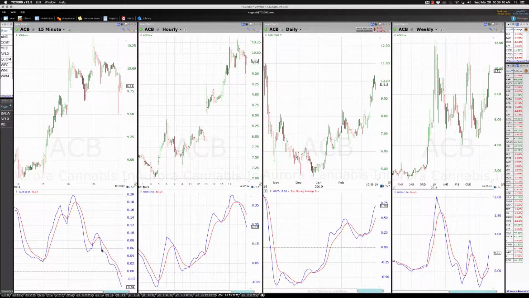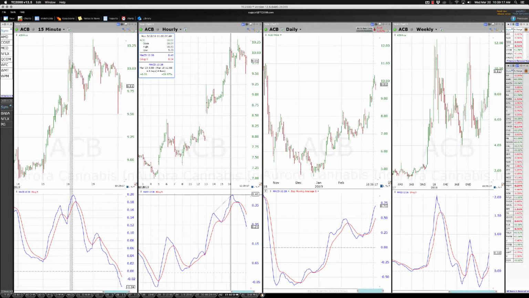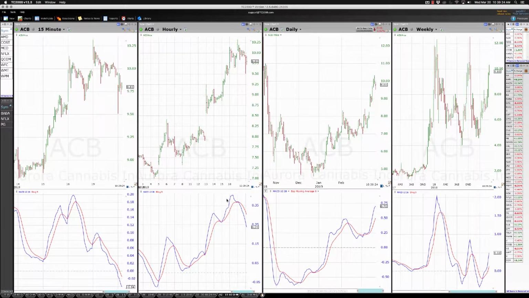Now, you have this level of clarity on a 15-minute chart, and on the hourly, you have a downside pressure pattern, which I talked about yesterday. But you can also see the head and shoulders, shoulder, head, shoulder.